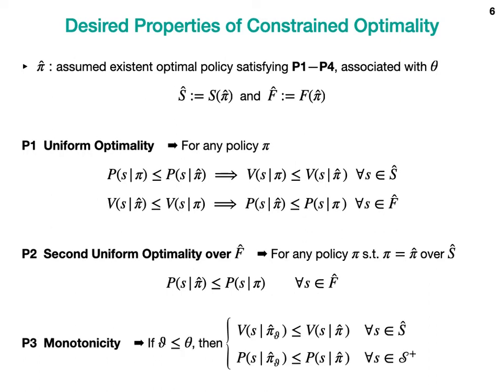The third property simply means that we should be able to achieve a better performance when the constraints are weaker. Here we hope but don't claim the existence of such an optimal policy satisfying these three properties and leave it as a future work.